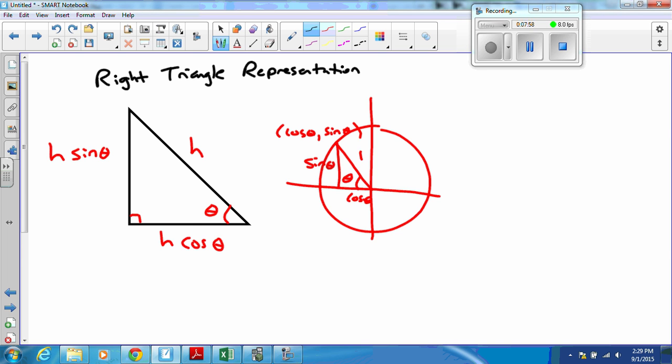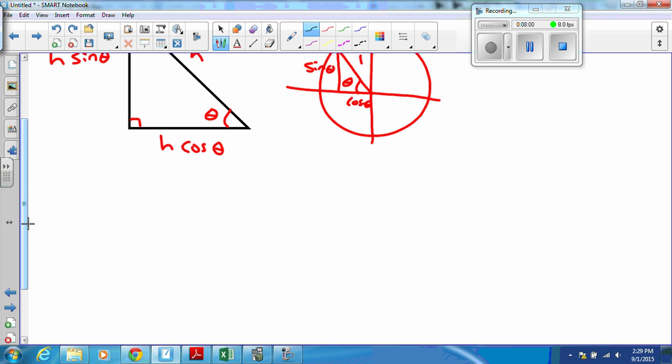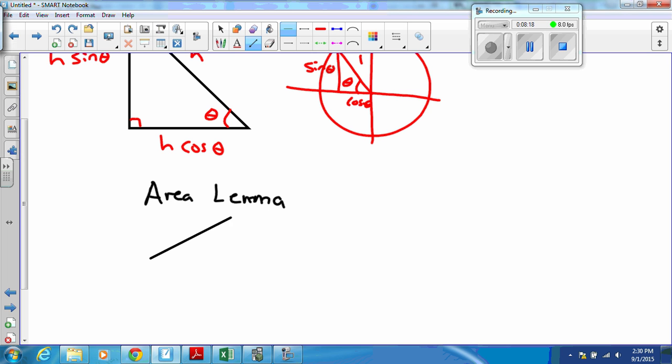And it leads us to a very important lemma called the area lemma. A lemma is a little mini theorem that helps us prove other theorems. And so the area lemma is going to go like this. If I take some triangle, I have a generic triangle, so let me make one.